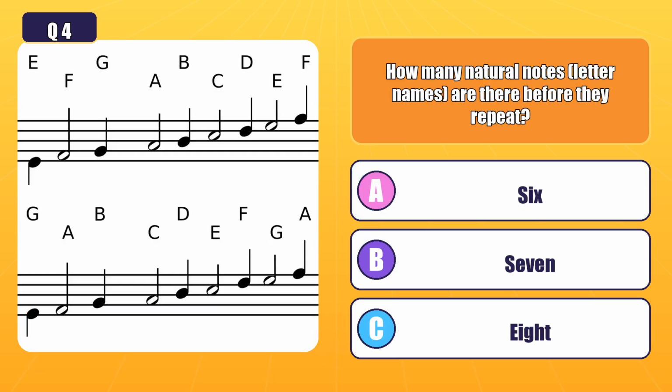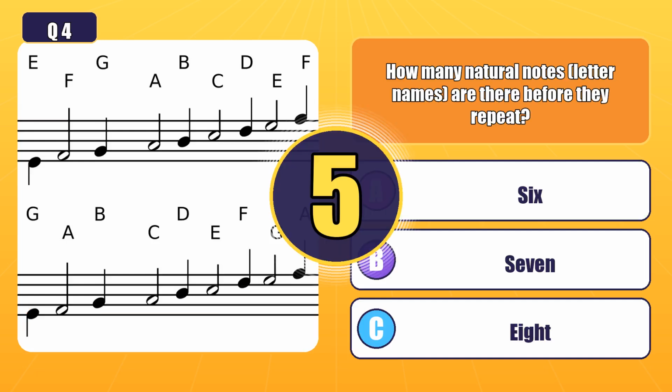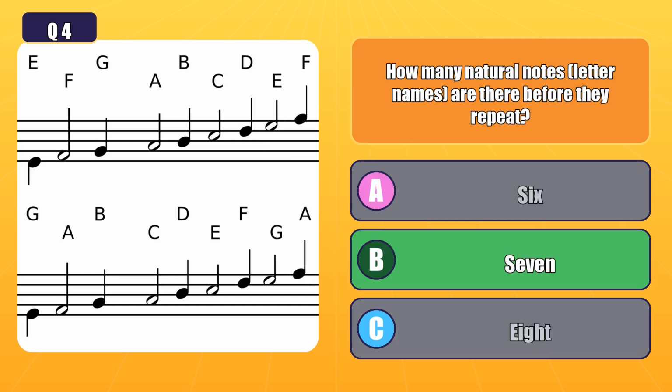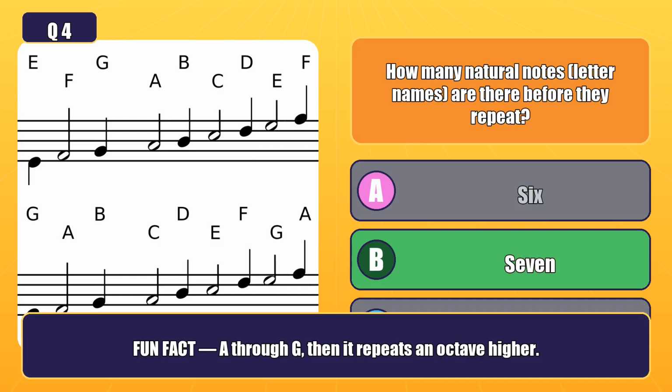Question number 4. How many natural notes, letter names, are there before they repeat? The answer is 7. Fun fact, A through G, then it repeats an octave higher.